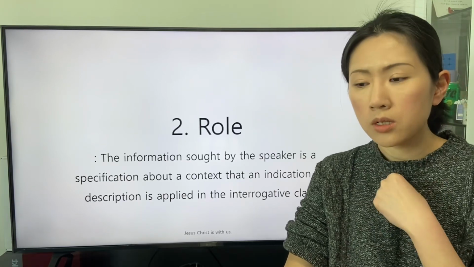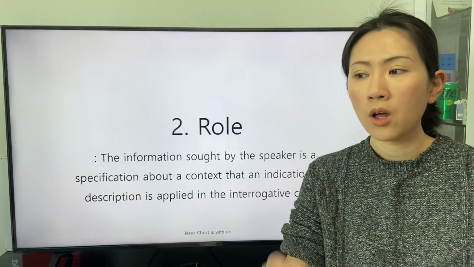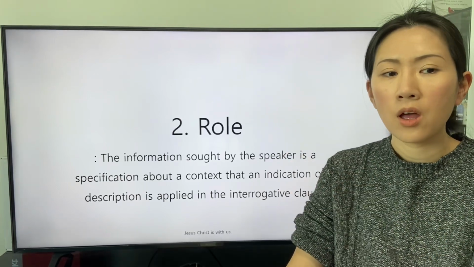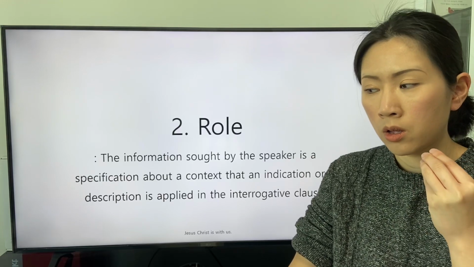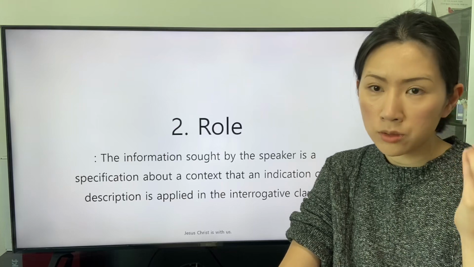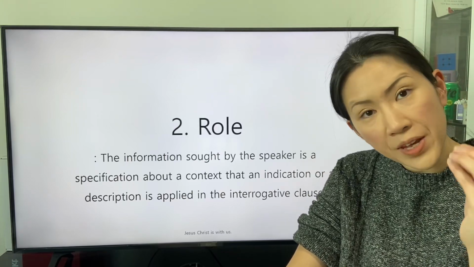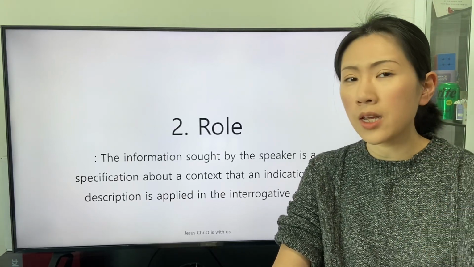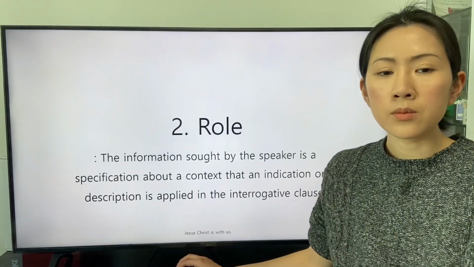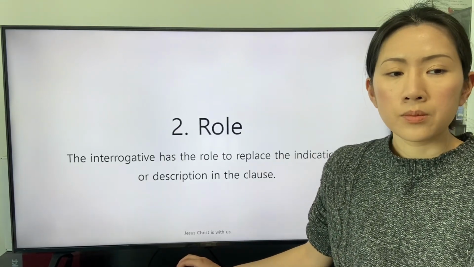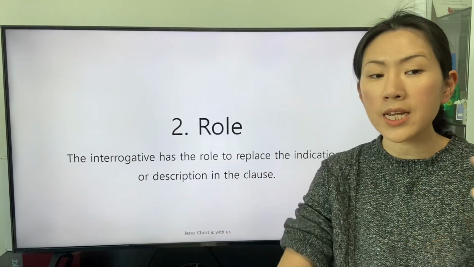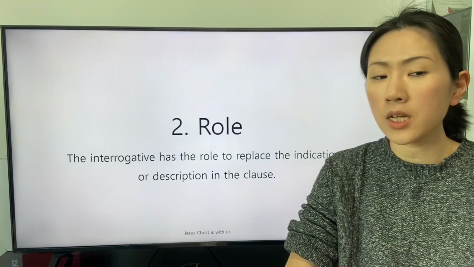The listeners who hear a clause can have a curiosity about the context, about specific information stated in the clause. The interrogative clause has the role to replace the indication or description in the clause.